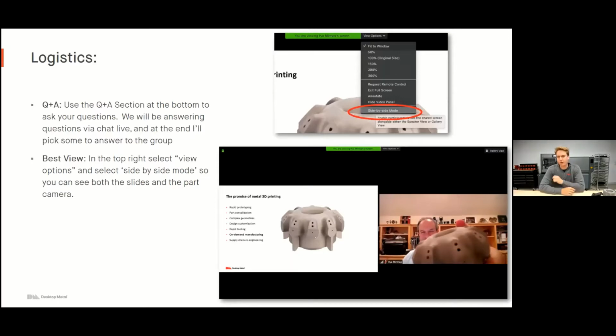Also, if you do have the option, the best view for viewing the webinar is the side-by-side mode. I do have quite a few cool metal parts with me here today that I'm going to be showing off. I also have an overhead scope here to show you some parts in detail. So it's best to have that side-by-side view or be looking out at least for the camera to see both the slides as well as the camera and the parts I have with me here today. We'll go ahead and get started in just a minute.